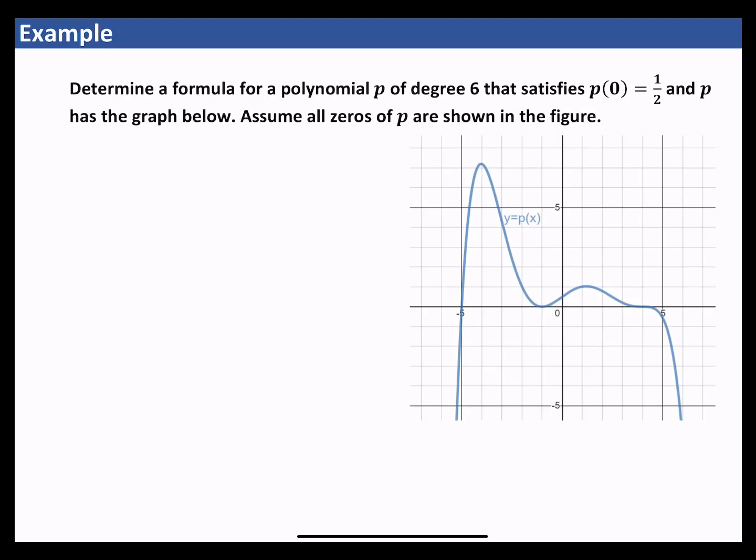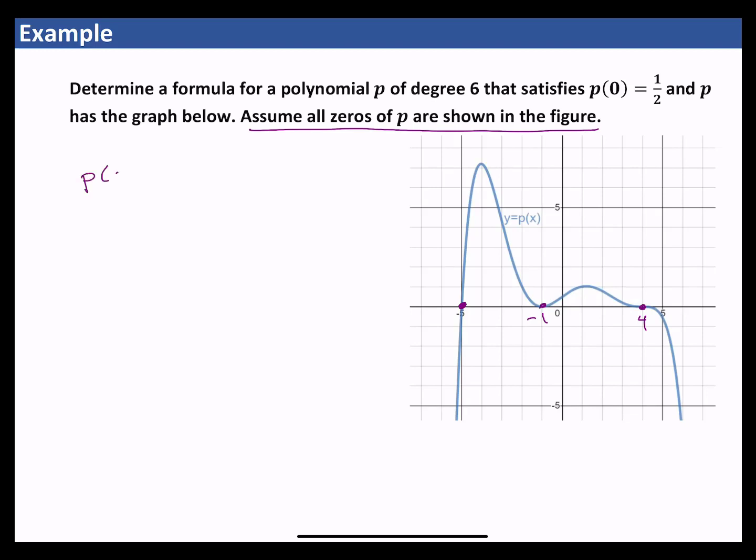So determine a formula for the polynomial p of degree 6 that satisfies p of 0 equals 1/2 and p has the graph below. Assume all zeros of p are shown in the figure. So that means all the x-intercepts that p has are the ones we see on the graph. So there's an x-intercept at -5, -1, and 4.